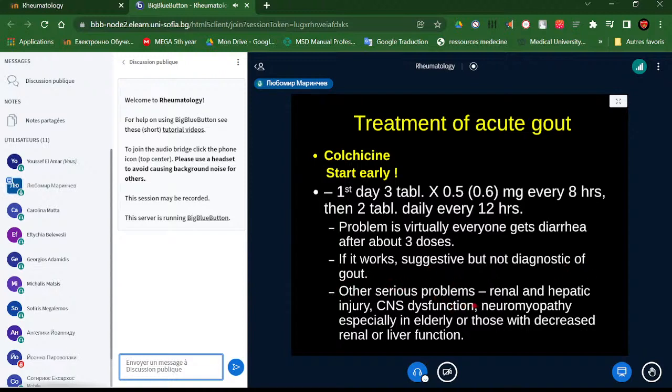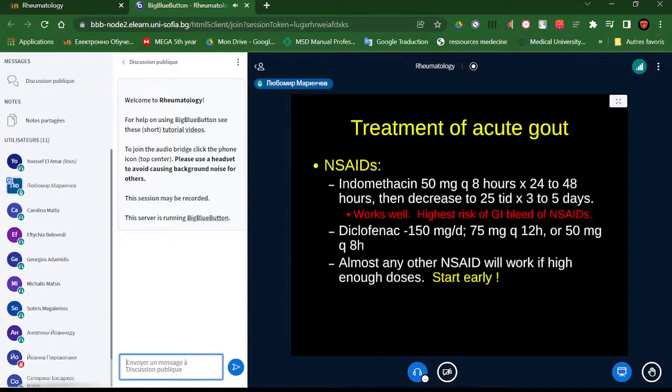Other serious problems which diminish the colchicine usage in gouty crisis are renal and hepatic injury, CNS dysfunction, and neuromyopathy, especially in elderly patients or those with decreased renal or liver function. It's very important when you prescribe this dose of colchicine to have in mind that renal and liver function in those patients must be normal.